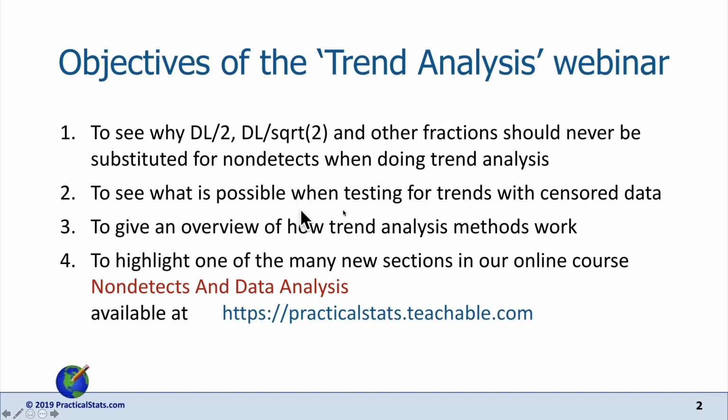Second, we're going to talk about what is possible for doing it without substituting in numbers like 1/2 the detection limit. And we are going to be looking at 6 different methods for doing trend analysis. So I'll give you an overview of how they work briefly. And another objective, at least for me, is to show you the kinds of things that are in our Nondetects and data analysis course, which there's obviously a lot more detail in that course.